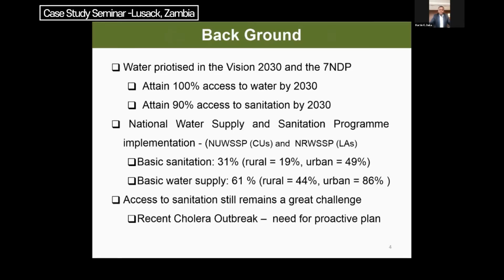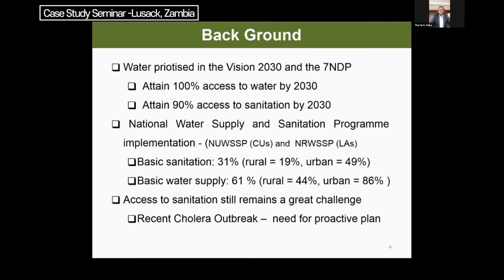So in line with the 7th National Development Plan, water has been prioritized in the Vision 2030, and we wish as a country to attain 100% access to water by the year 2030. And we wish to attain at least 90% access to sanitation by the year 2030. So we have the National Water Supply and Sanitation Program implementation, which covers the National Urban Water Supply and Sanitation Program, focusing on implementation through the commercial utilities, and the National Rural Water Supply and Sanitation, which is usually implemented through the local authorities.